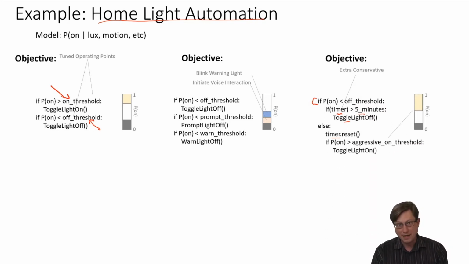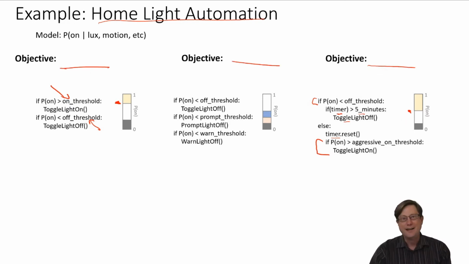And then on the other side of this, you'd say, well, if there's any chance the light should be on, turn it on. So this threshold is a much lower threshold. Like if it's even 50% likely the light should be on, just turn the thing on. Okay, so now here are 3 ways of connecting the model to the user. And I left a blank next to each of these objectives. Now, think about those and think about what product would use that logic for connecting the model to the user.